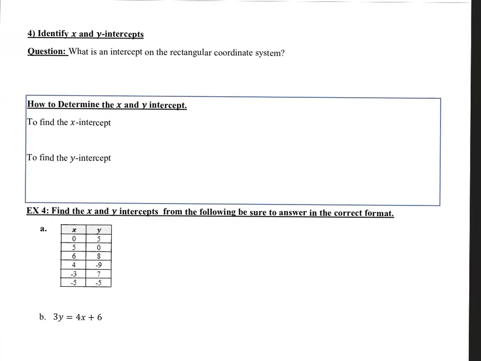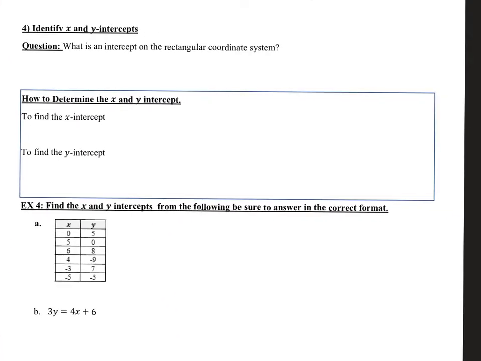Now let's take a look at objective 4, identifying x and y intercepts. So I have a question. What is an intercept on the rectangular coordinate system? Well, we already kind of touched upon this earlier. An intercept is a value that crosses the axis. Let me draw it on the side. So for example, if I had my graph, let's say like that weird parabola I had earlier in green, my intercept would be the point right there, where it crosses the axis.